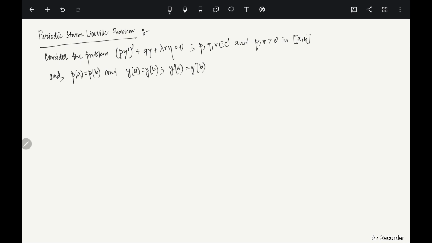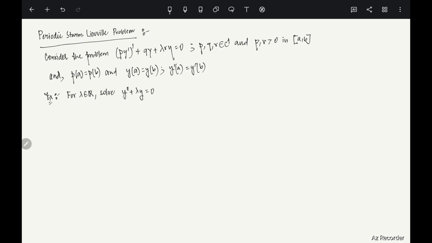So what I am going to do is start by working out a problem, and then we'll look at some properties. The first problem is this. For lambda in R, solve the equation y double prime plus lambda y equals 0, with periodic conditions.